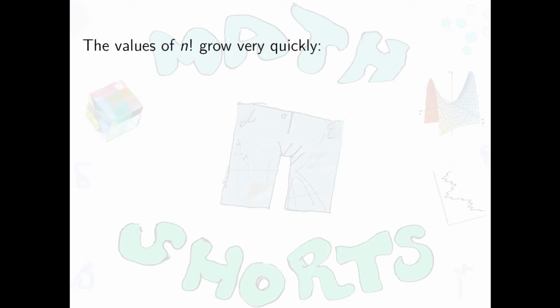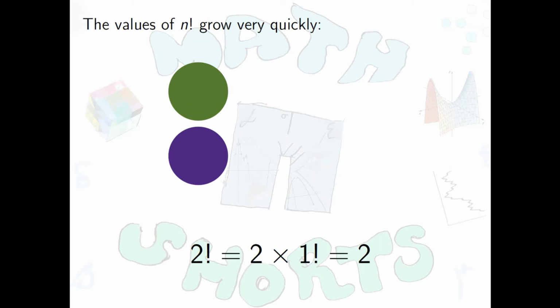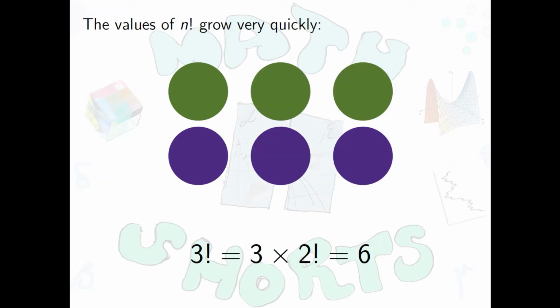The values of these factorials grow very quickly. Let's take a look at the growth of the factorial for some small values of n. We'll define 1 factorial as 1. Then 2 factorial will be 2 times 1, which turns out to be 2 times 1 factorial, which is 2. 3 factorial is 3 times 2 times 1, which is 3 times 2 factorial, which is 6.